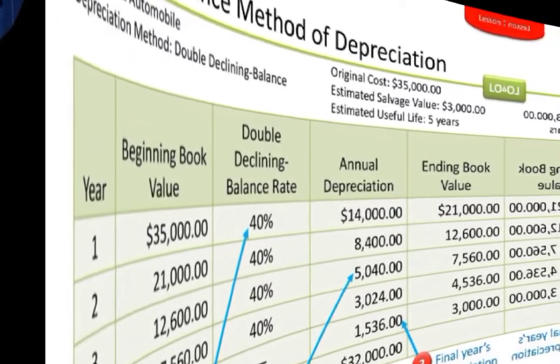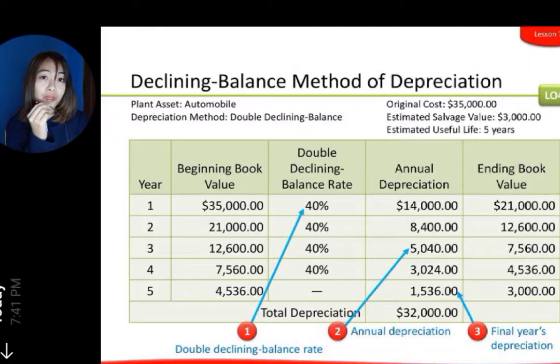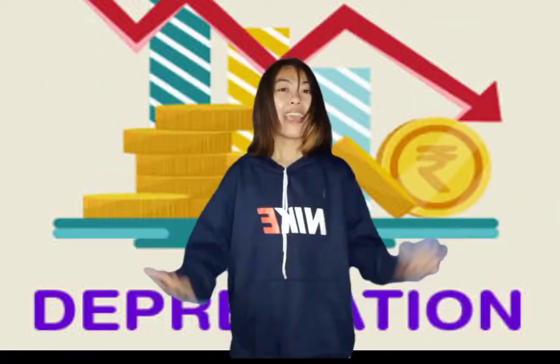In terms of book value and accumulated depreciation, it is also similar to the formula in the straight line method. The only difference between the two, the straight line method and the declining balance method, is in terms of their annual depreciation value. And that's all about depreciation.